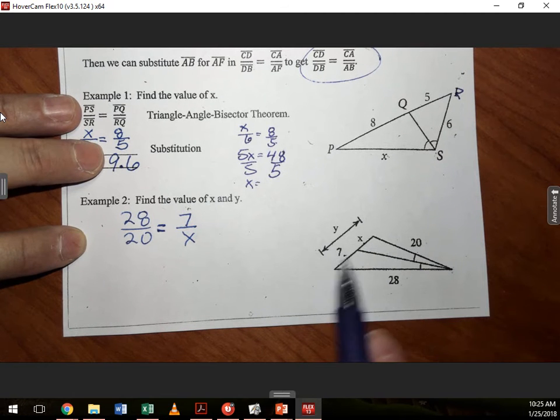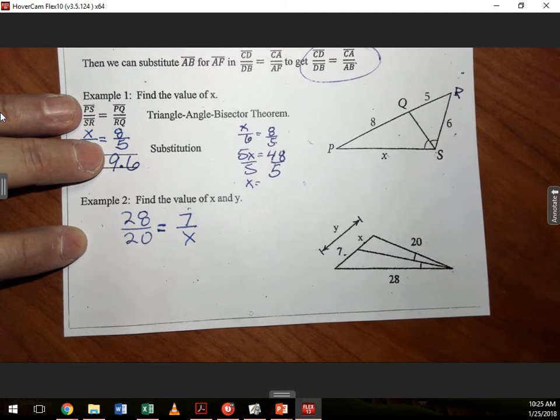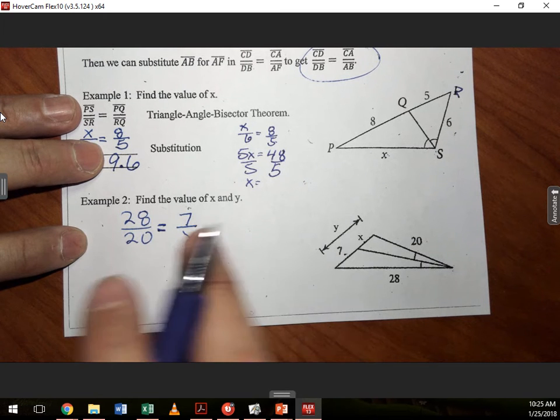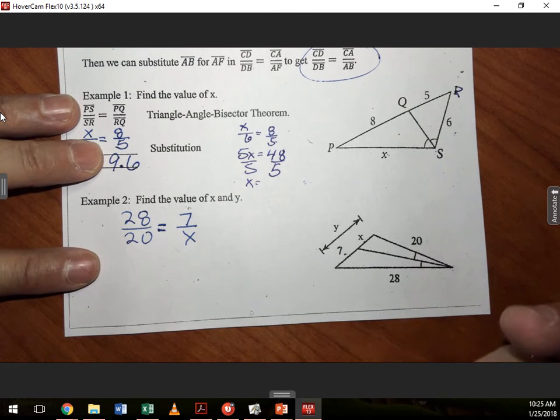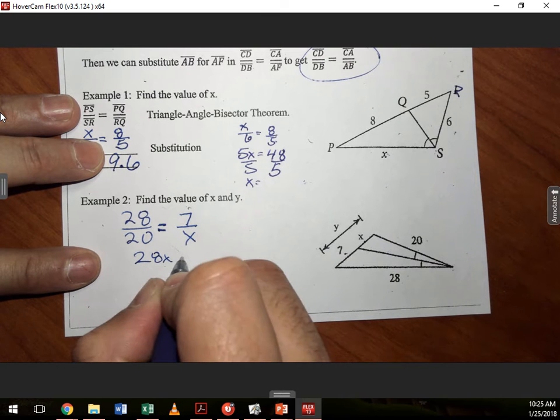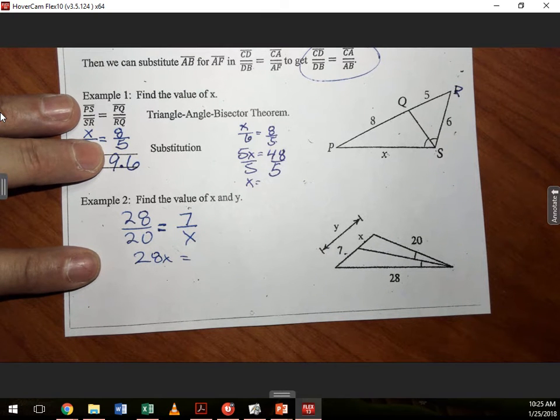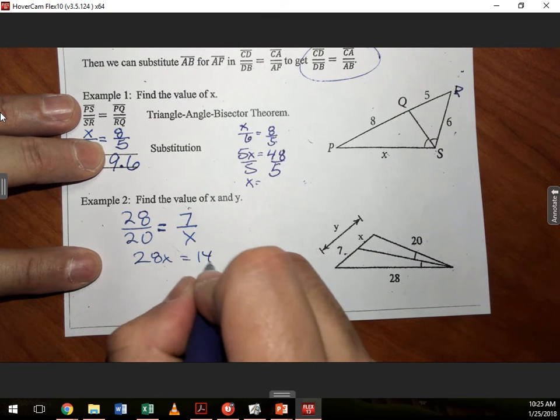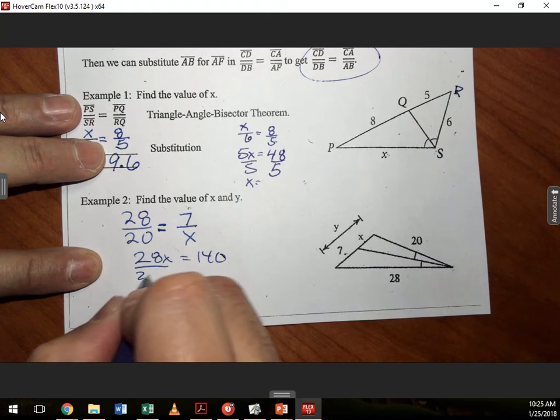Okay, so given that much information right there, let's go ahead and set up my cross products. So 28 times X is 28X equals 140. Divide both sides by 28.